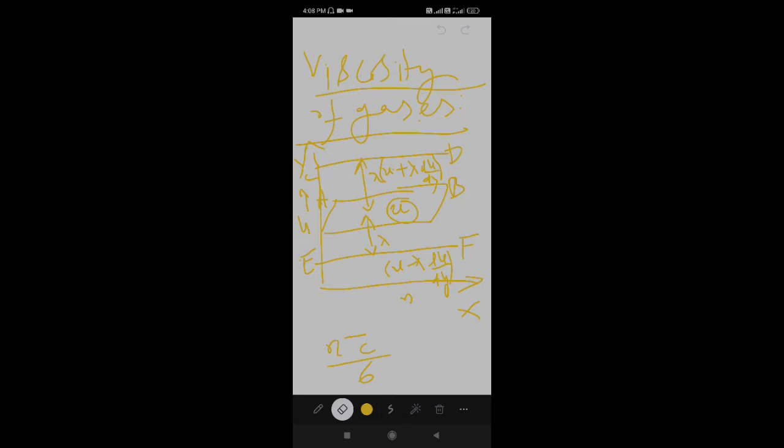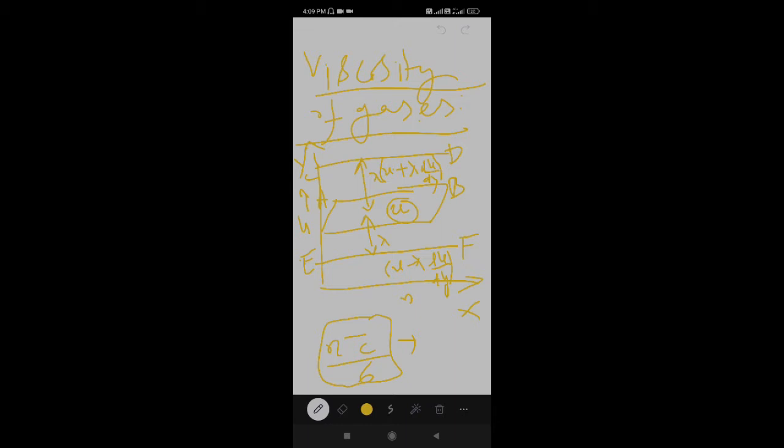How many molecules are moving either up or down along the y axis? That is given by n by 6 into c bar. If you do the dimensional analysis, you come to know that this gives you the number per unit area per unit time, that means per second.